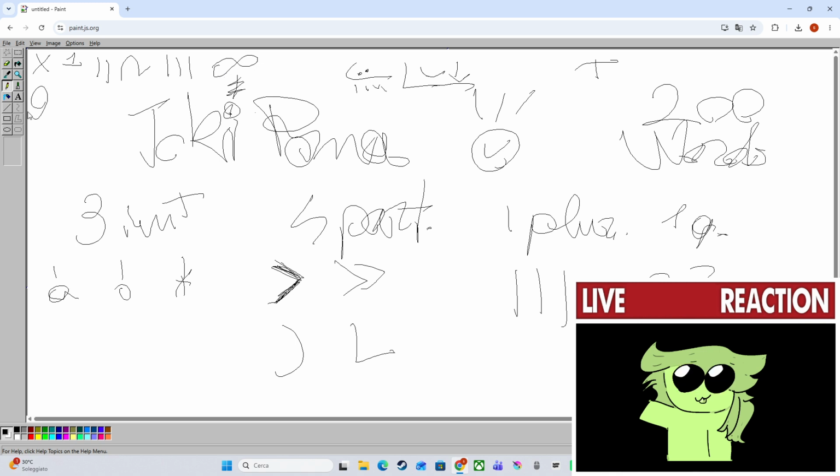So this means 0, this means 1, this means 2, this means 5, this means, wait, there are 2 different ones, this means 20, this means 100. Yeah, it's bad, as you can tell.